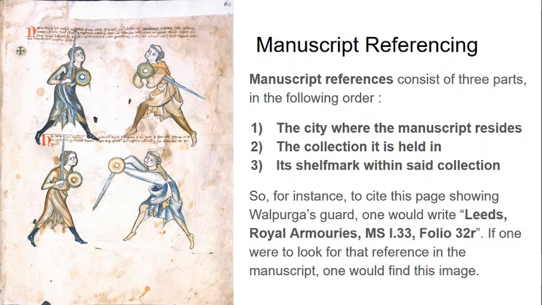So we name it after the city that the manuscript is kept in, and then the second part of the name is the collection it's held in, so the specific library or university or private collection that holds it. And then the third part of the name is its shelf mark within that collection. So when you go into that collection, you go to a certain shelf and you see where it is on the shelf. That is part of the manuscript reference for any medieval manuscript.